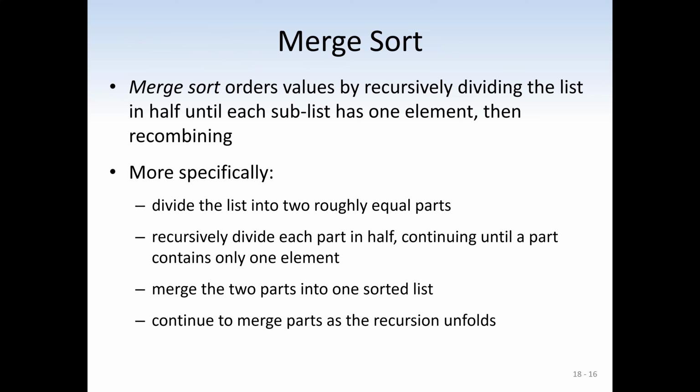So both quick sort and merge sort, the easy way of writing the code is to use recursion. We're going to recursively divide the list in half until each sublist has only one element. Then we recombine everything. To be more specific, first we divide the list into two roughly equal parts. We don't care about how the items are ordered. We first divide. Then recursively, we divide each part in half. We continue until the part contains only one element.